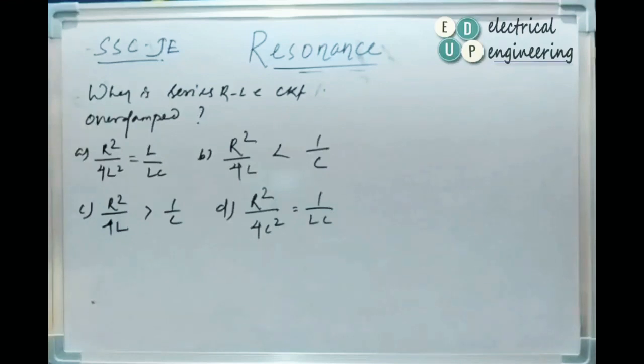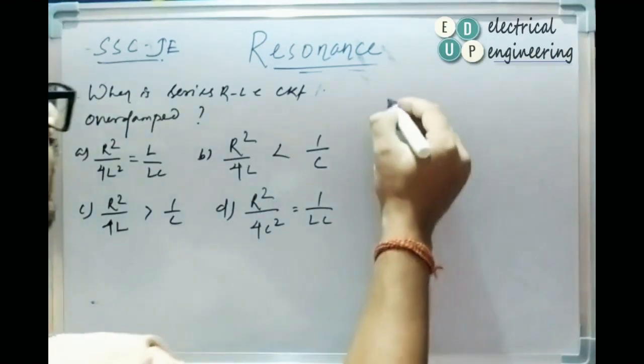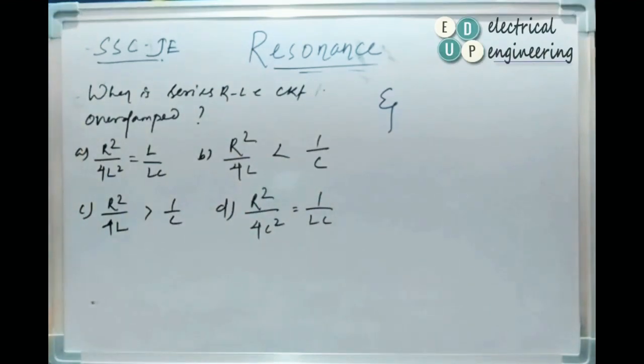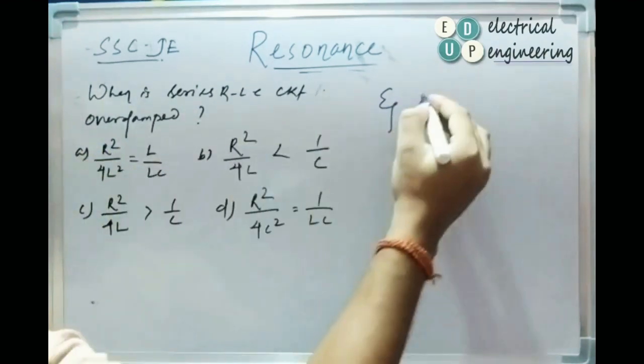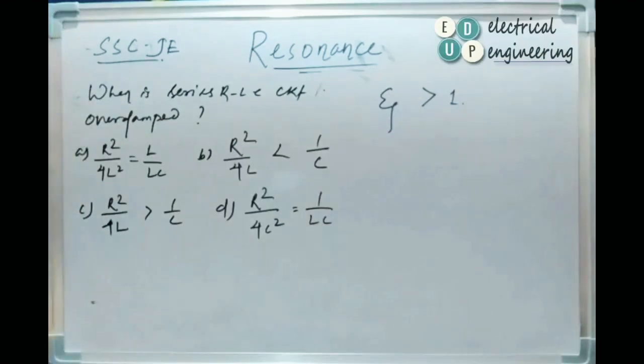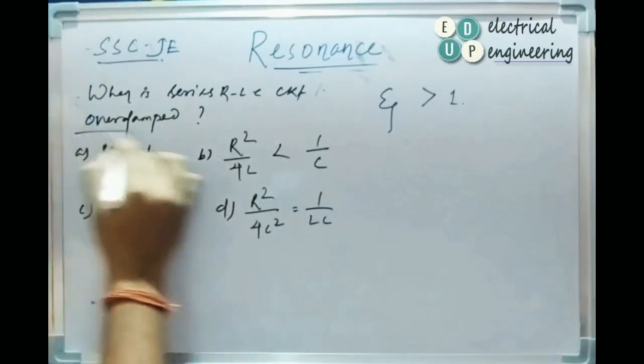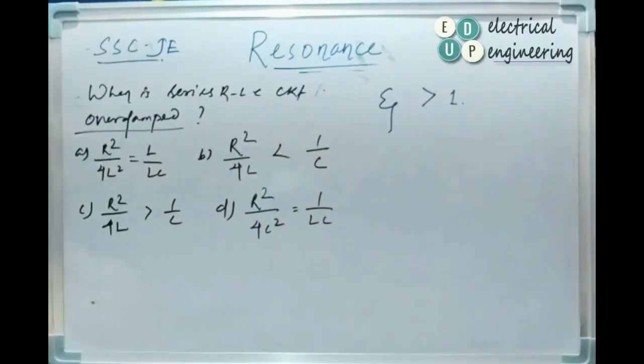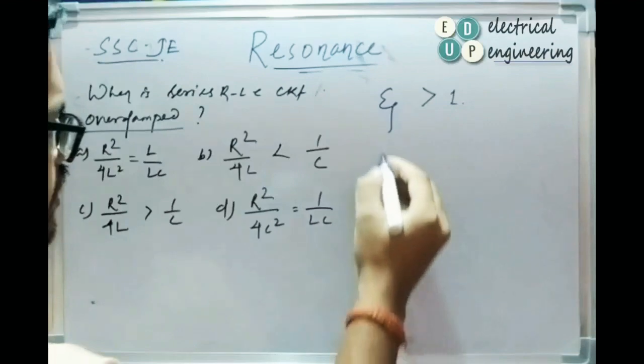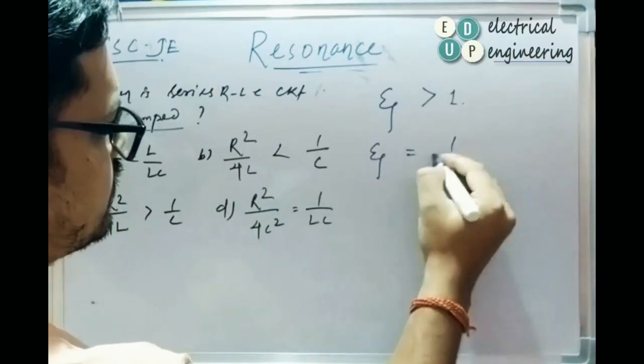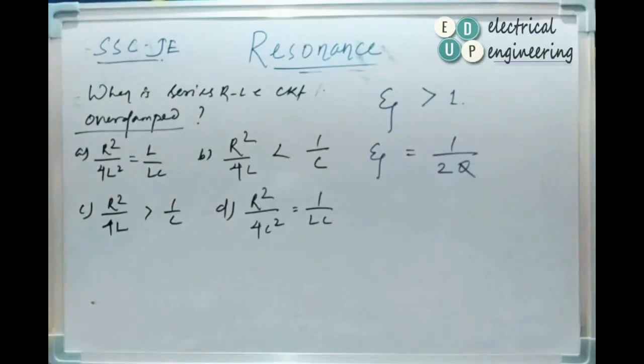So the question is, when a series RLC circuit is overdamped. Overdamped, underdamped, critically damped is decided by zeta, that is the damping factor. We know for overdamped zeta is greater than 1, for critically damped zeta is equal to 1, and for underdamped zeta is less than 1. Here it is overdamped, so zeta is greater than 1, and we know the relation between zeta and the quality factor Q. Zeta equals 1 by 2Q, right?